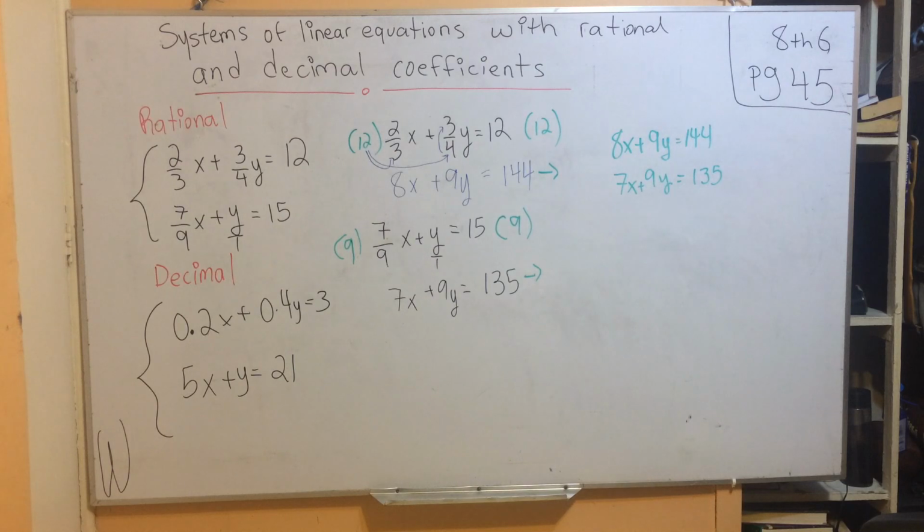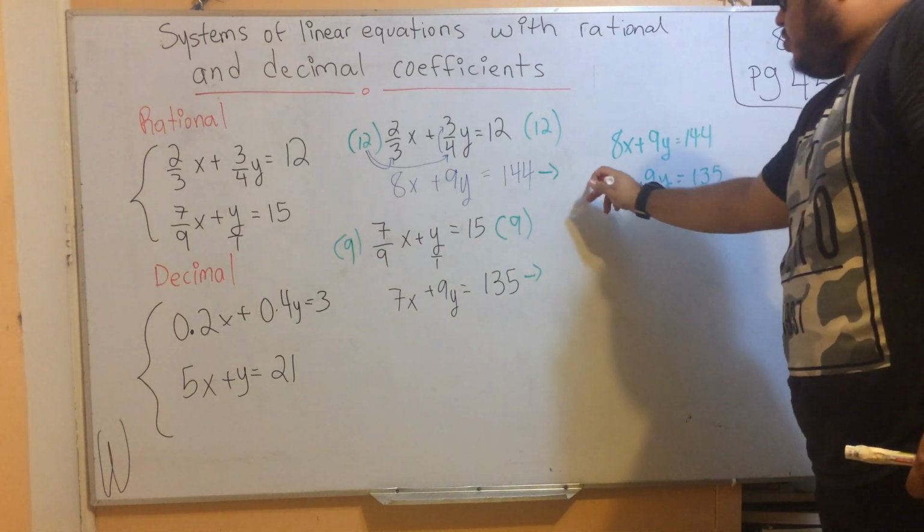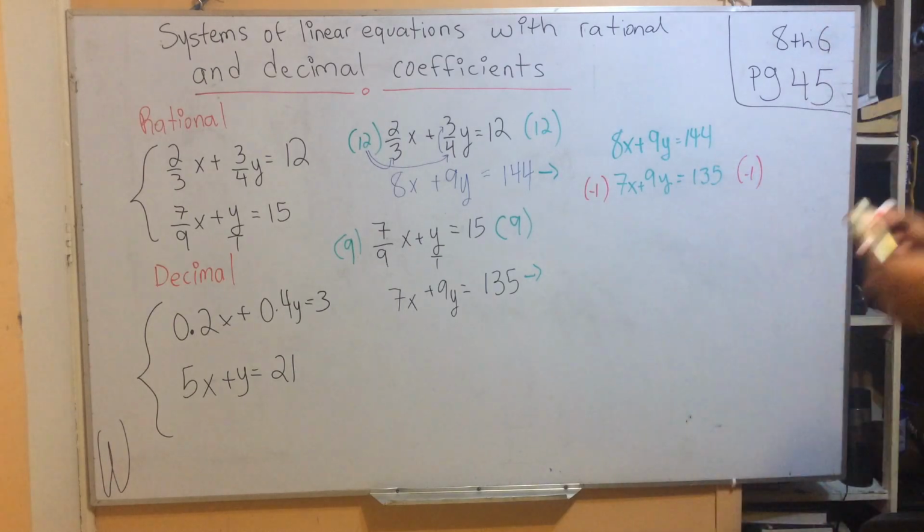So what can I do? I can multiply this or this equation by -1. Why do I choose -1?